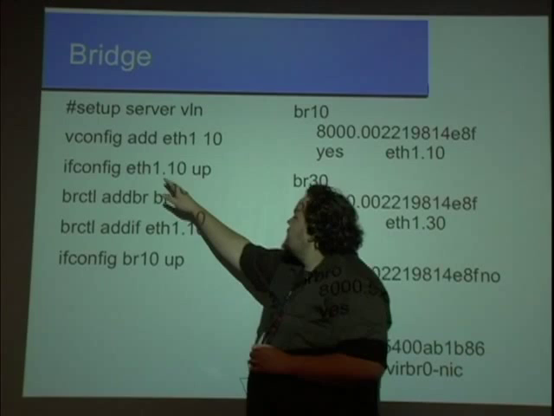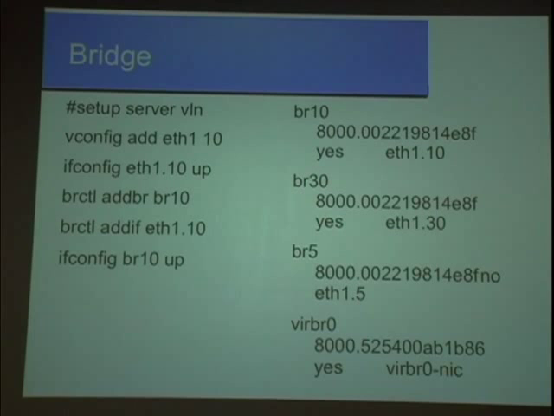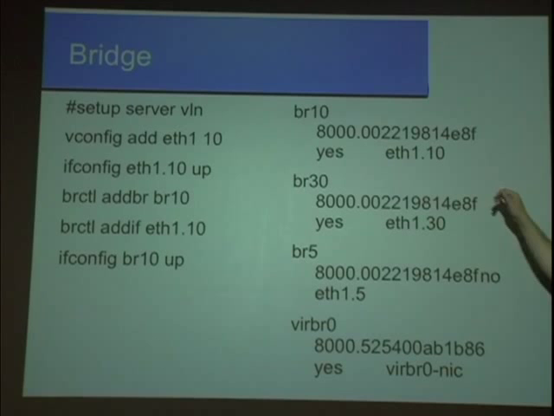So here I'm going to tie Ethernet 1.0, the sub interface. You can tie it to a bridge. So this is the brctl show command, and I'm tying Ethernet 1.0 to bridge 10. And then after that, I can throw in as many virtual machines onto that bridge, and they will get all their packets tagged when they leave the virtual host.